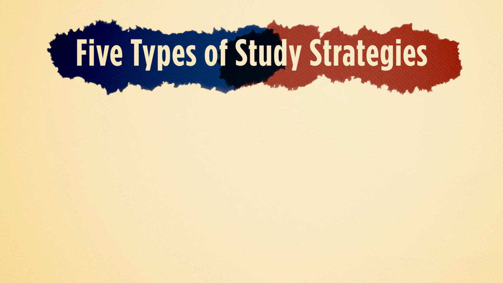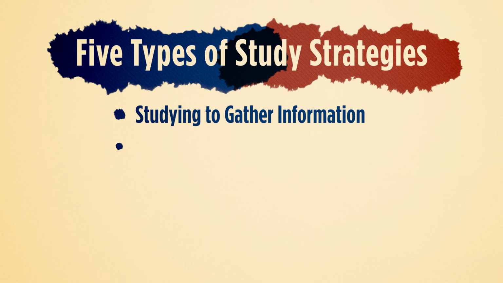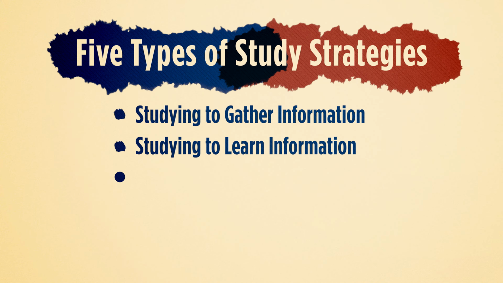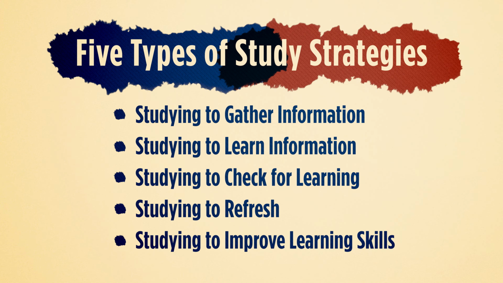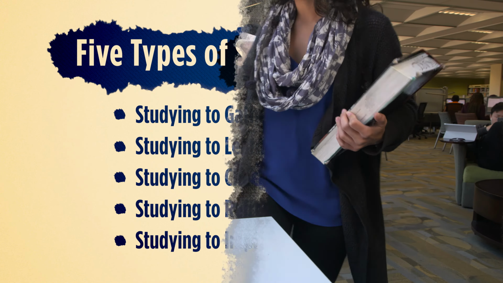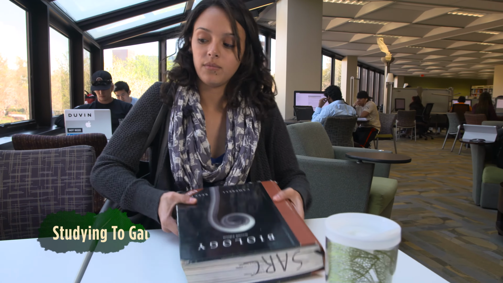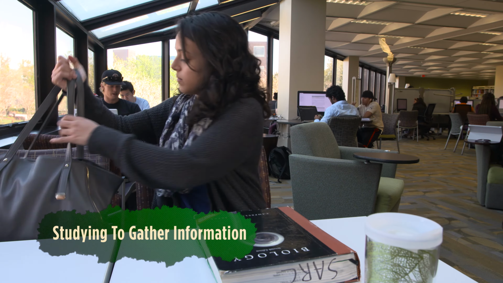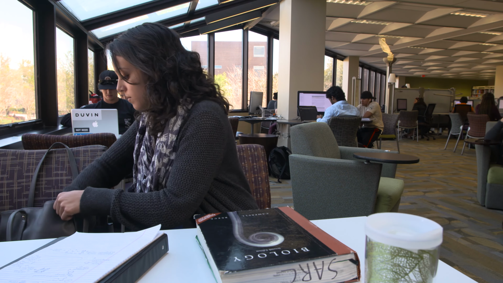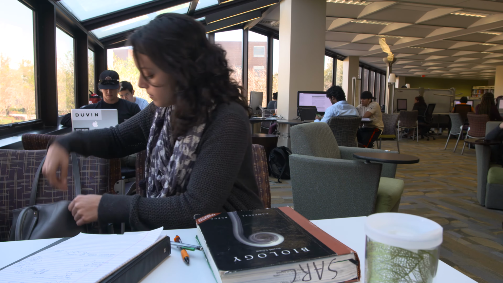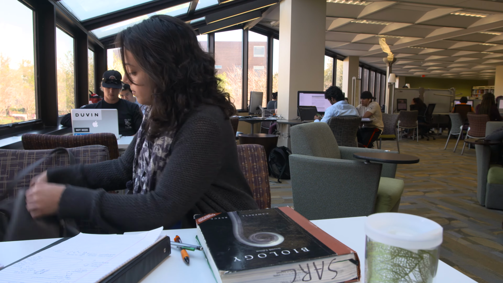Now, let's talk about the 5 types of studying. Studying to gather information, studying to learn information, studying to check for learning, studying to refresh, and studying to improve learning skills. When studying to gather information, you must organize everything needed in order to learn. Compile any study guides professors have given you, as well as your textbook, lecture, and chapter notes.